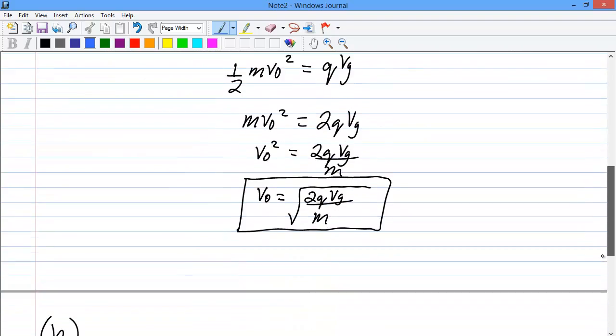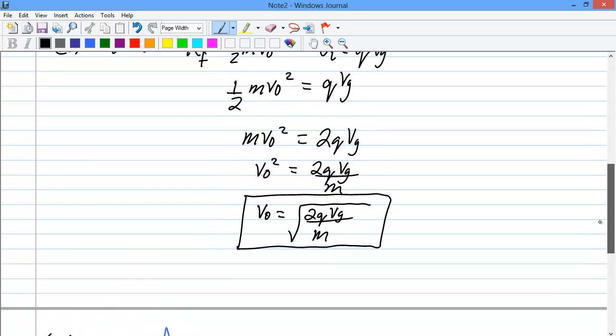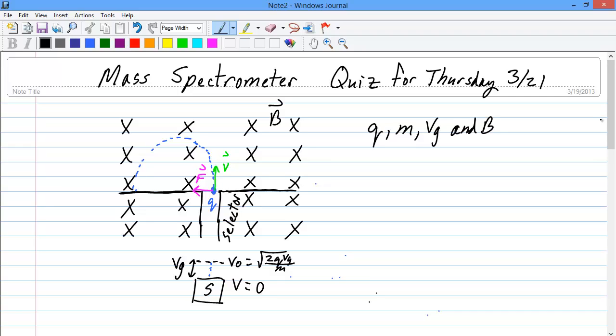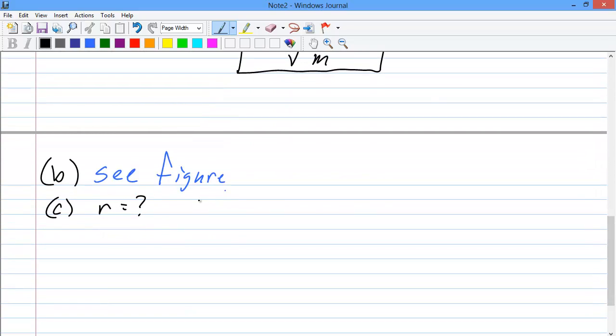Part C says determine the radius of the path. So it's asking for R. Well, what's causing the centripetal motion? We know that it has a magnetic force on it, so we're looking for this R right here. So I know that the magnetic force has to equal the centripetal force. This is QVB. I don't need the sine theta because the velocity and the magnetic field are at right angles to each other.